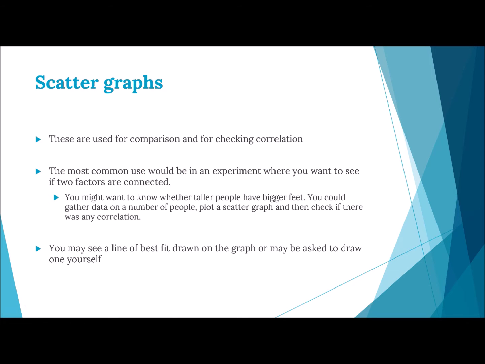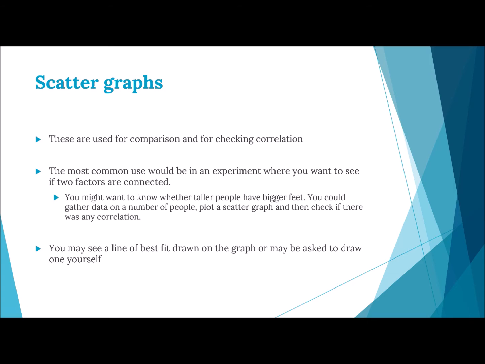Scatter graphs. These are sometimes confusing. They're used for comparison and they're used for checking correlation. Correlation is a key word that's linked to scatter graphs. The most common use for a scatter graph is in some kind of experiment where you want to see if two factors are connected. To give you an example, you might want to know whether taller people have bigger feet. So you'd go around and measure lots of different people to gather your data.